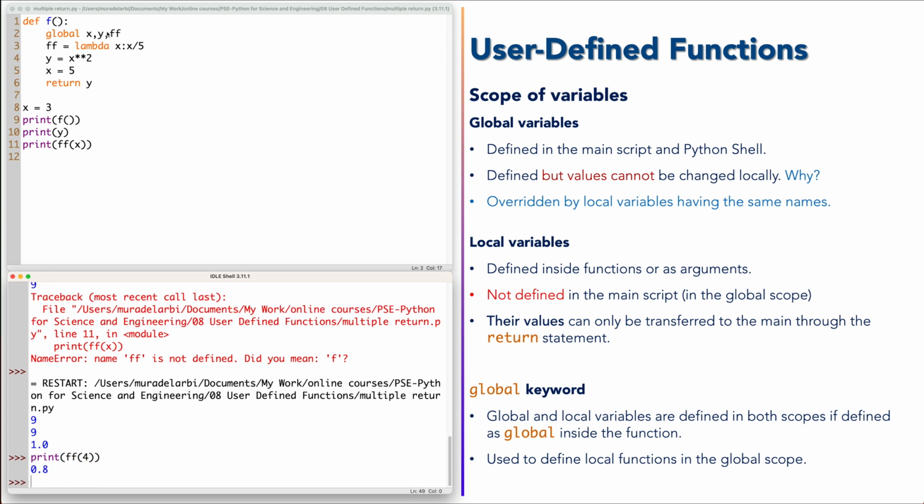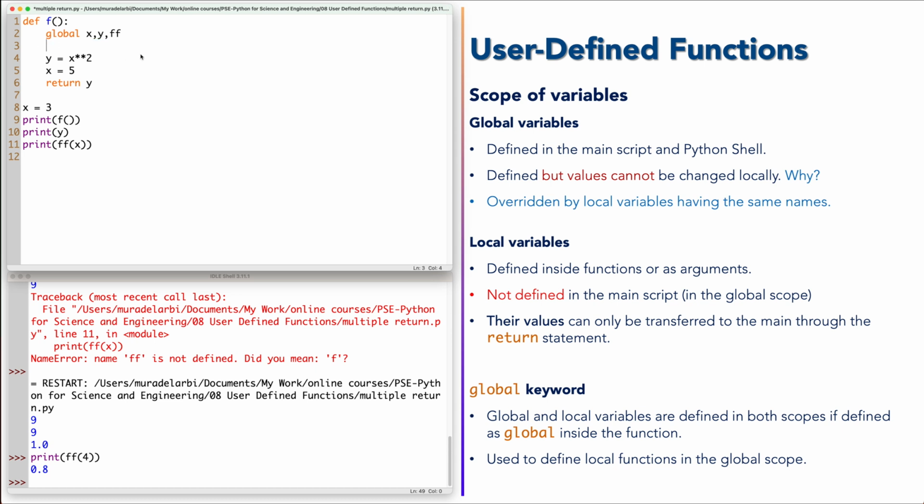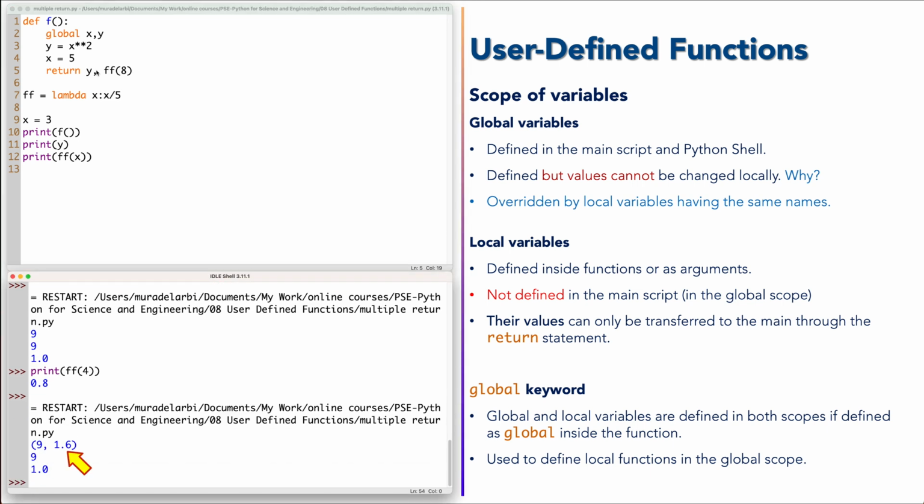However, functions usually are defined globally. So it will be already defined inside the function. So if we say here, return ff8, it's returned as 1.6.